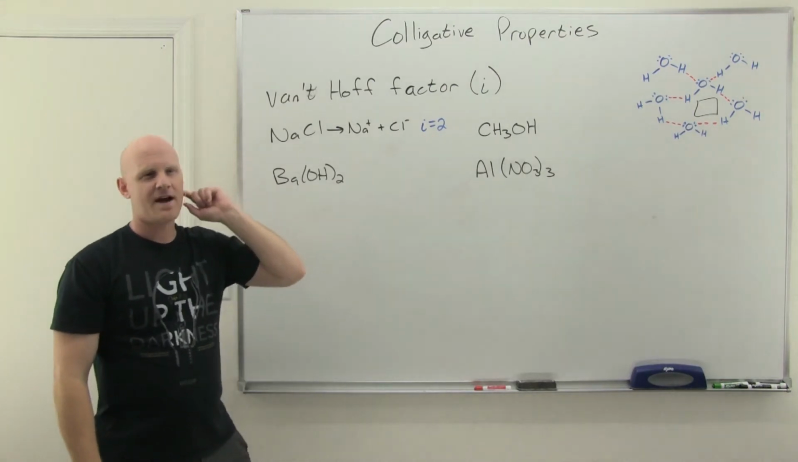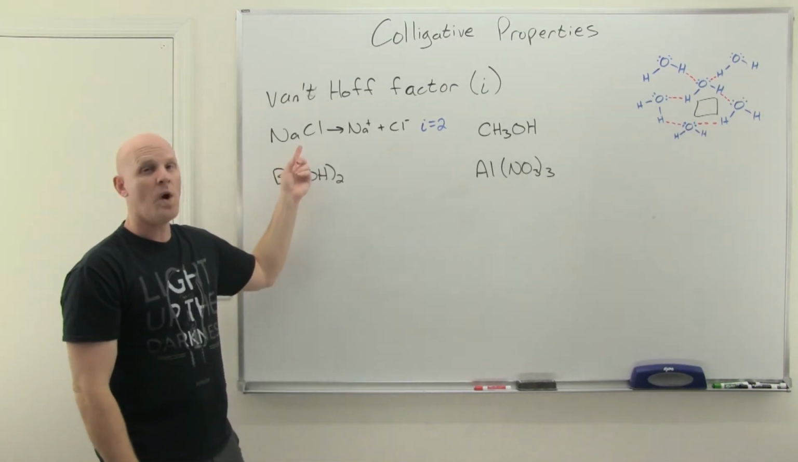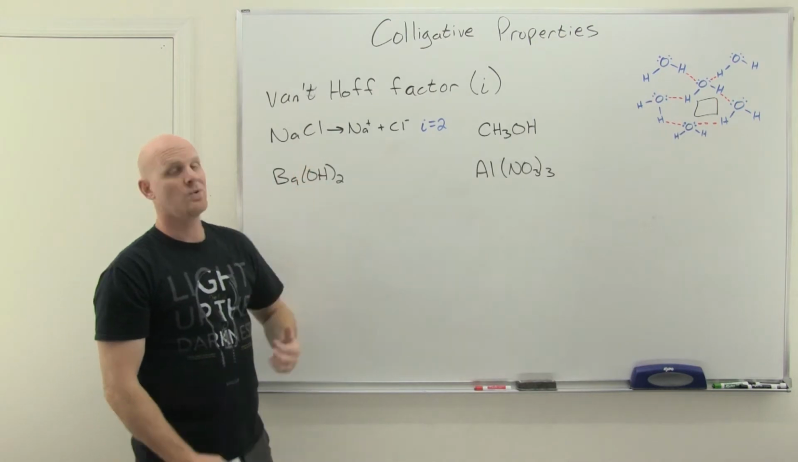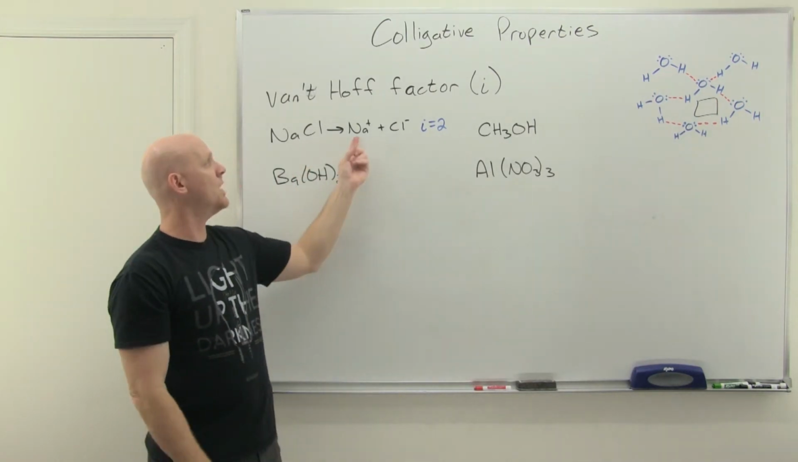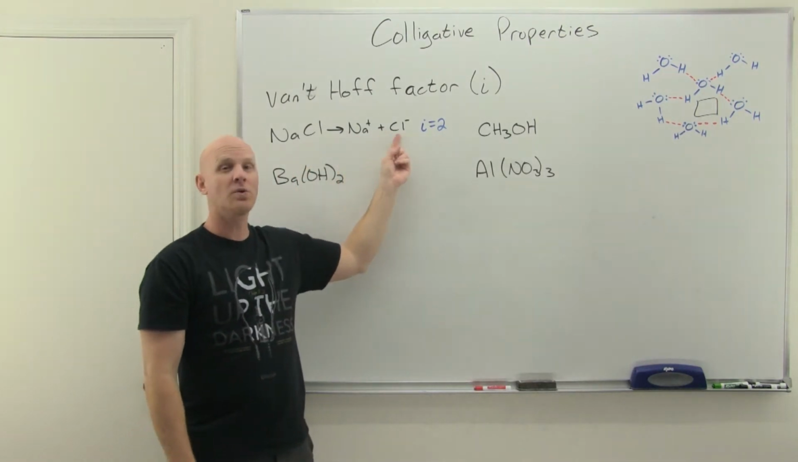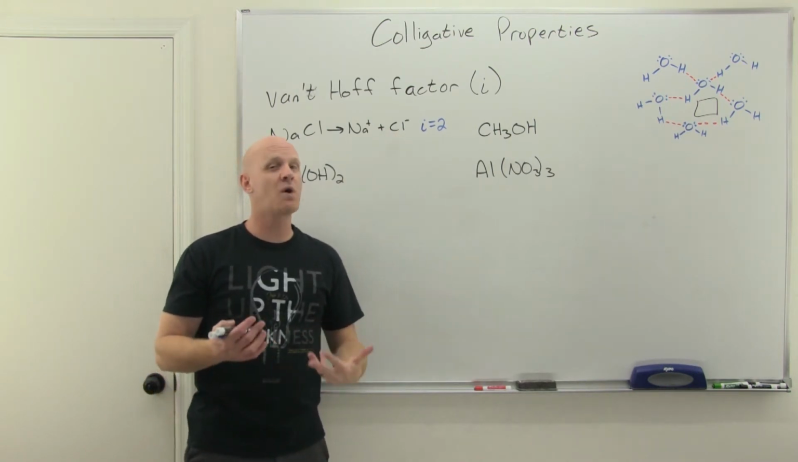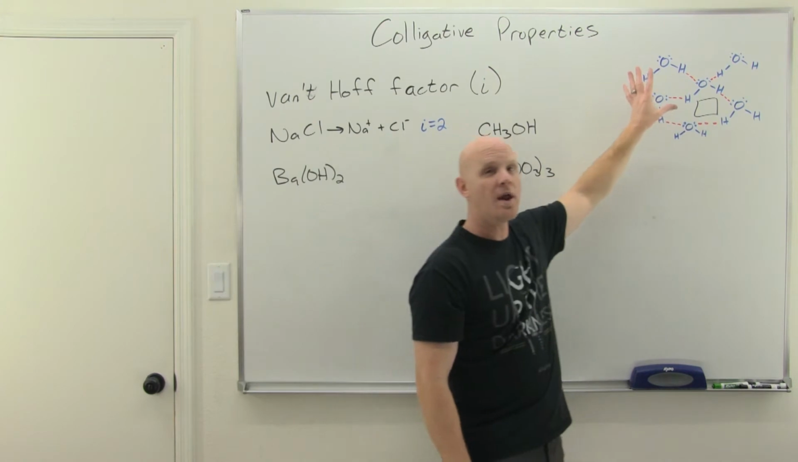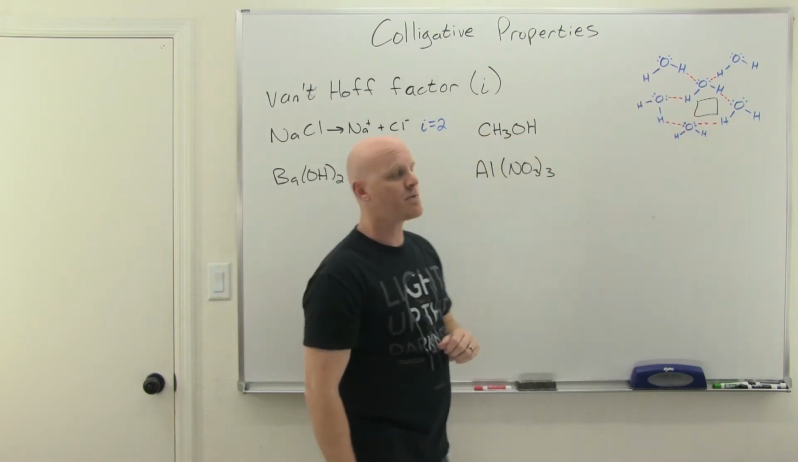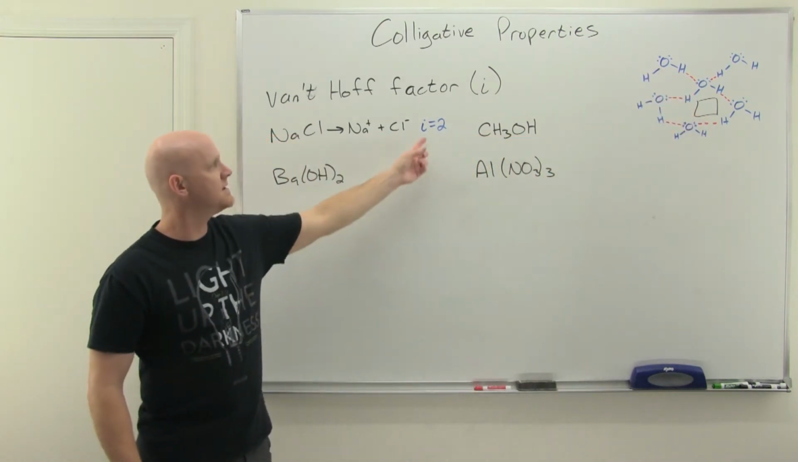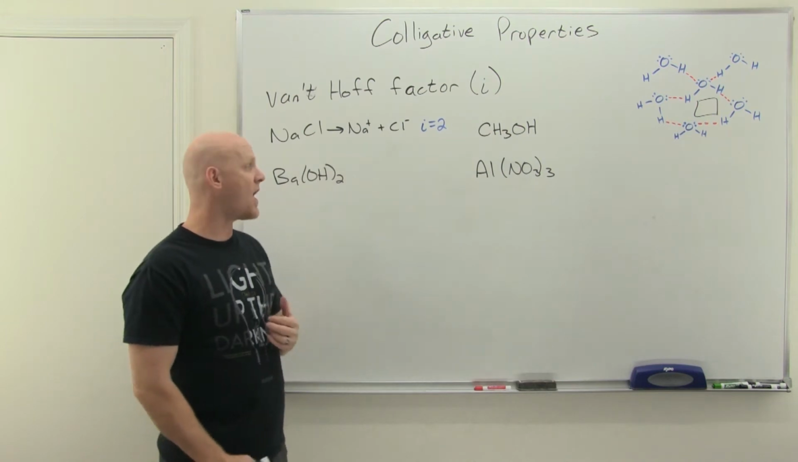And the reason we've got to factor that in, let's say you've got a 1 molar solution of NaCl. Well, if it's 1 molar NaCl, that would mean 1 molar sodium ions and 1 molar chloride ions, but a 2 molar total concentration of particles, which again is what matters, the total concentration of particles. And so we're going to take that into account with this van't Hoff factor.